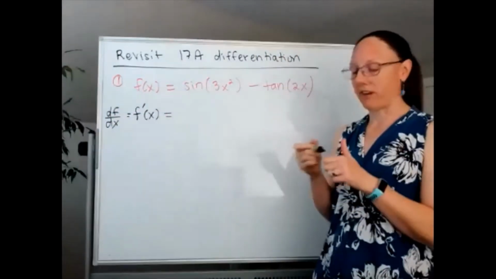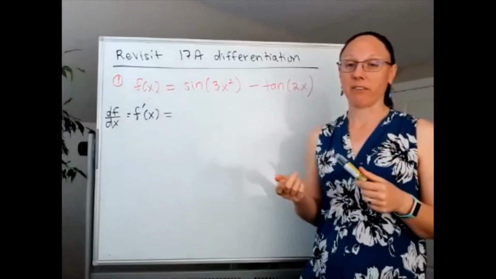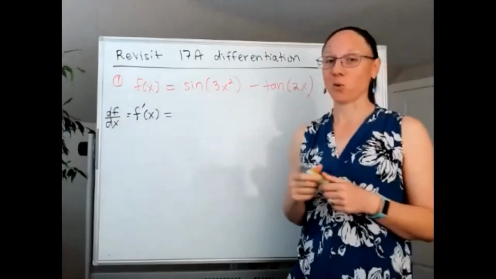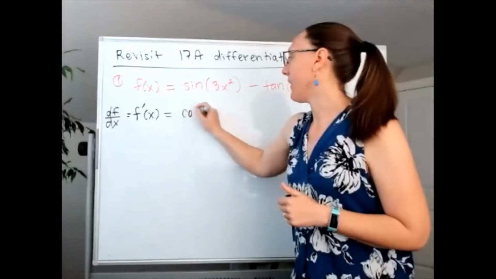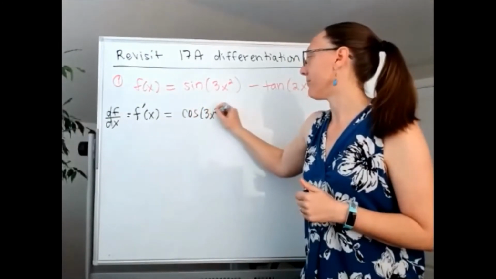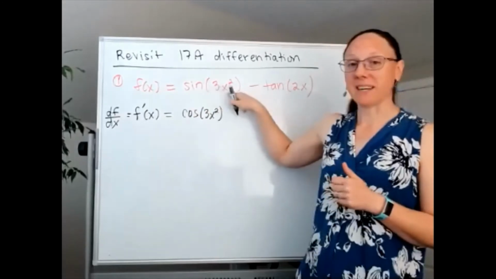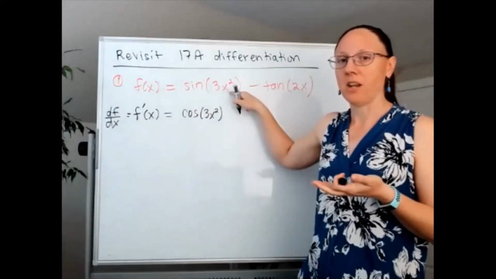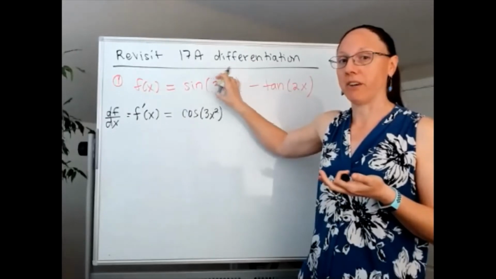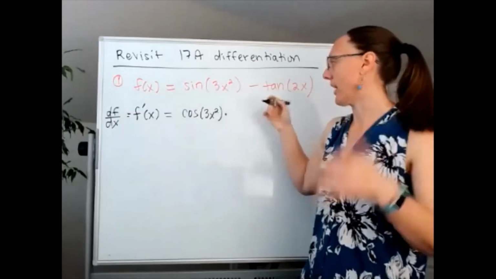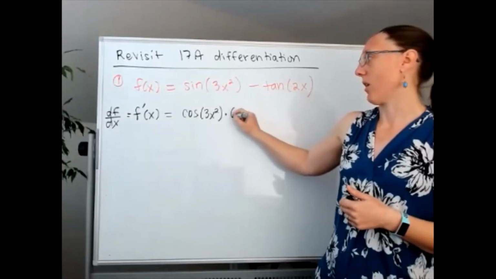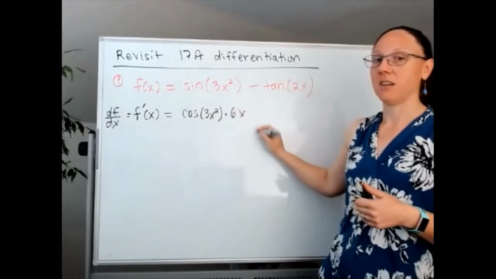In terms of derivatives, you have to have those trig derivatives memorized. So the derivative of sine is cosine. And the extra piece to this is, because I had something inside of the trig function, something in the argument, I have to multiply by the derivative of that piece as well. That's our chain rule part. So I'm going to multiply by the derivative of 3x squared, or 6x.